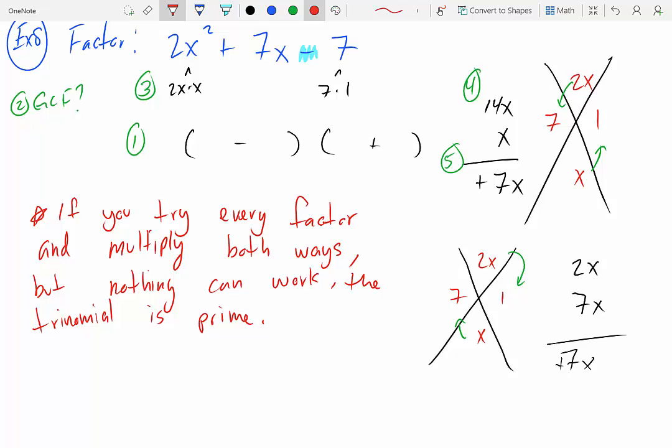So if you try every factor and multiply both ways, but nothing can work, the trinomial is prime, and it's unfactorable.